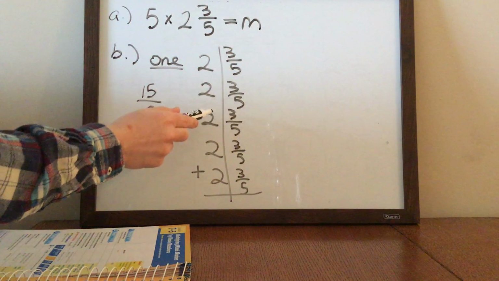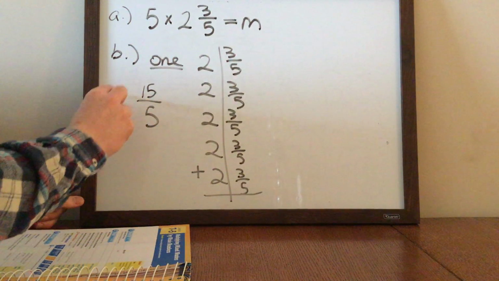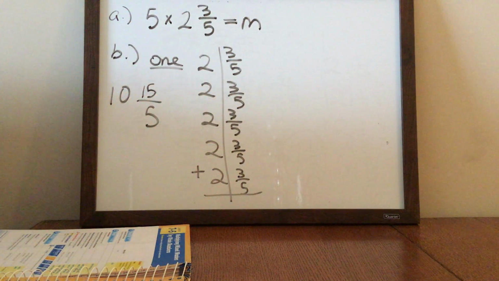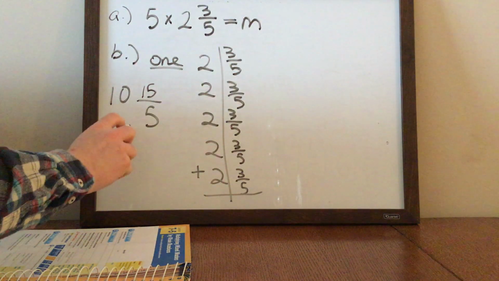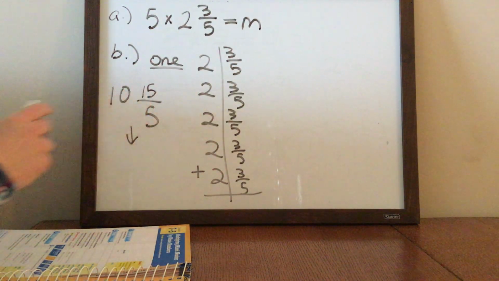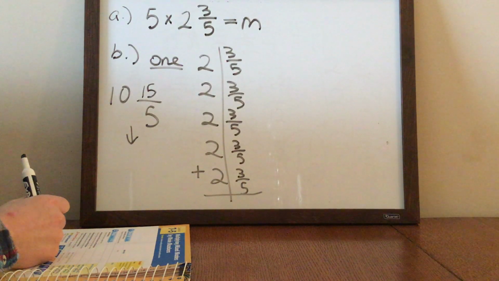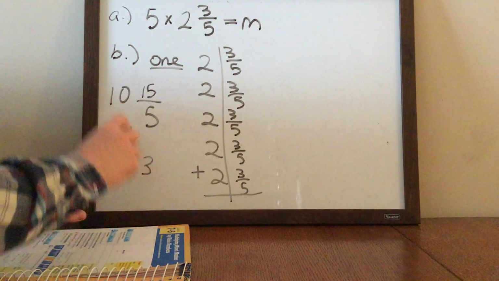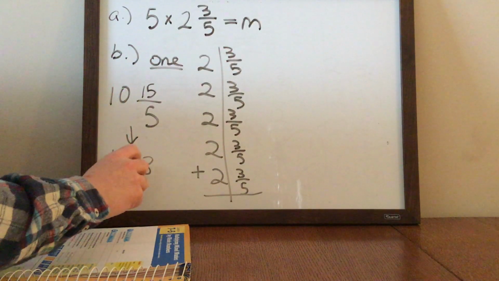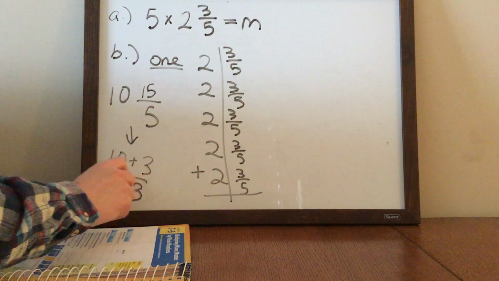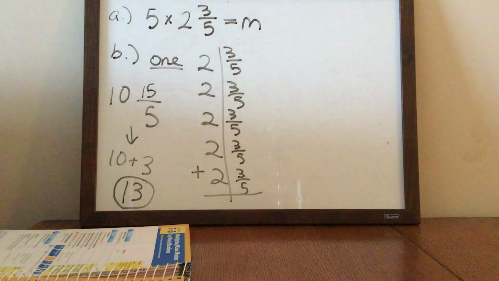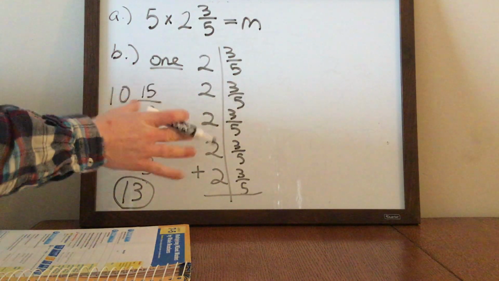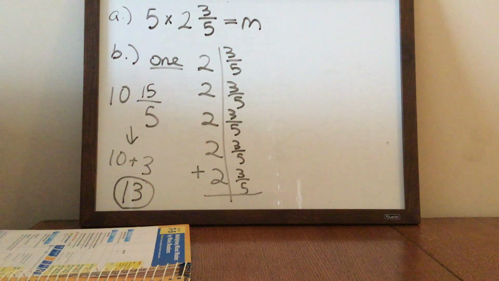and 2, 4, 6, 8, 10. So we get 10 15/5. Now we need to regroup this. 5 goes into 15 3 times exactly, so with no leftovers, that means it's 3 wholes. So we have 3, and then we already have 10, so 10 and 3 makes 13. So this would be one way to add it 5 times. Take 2 3/5 and add it 5 times.